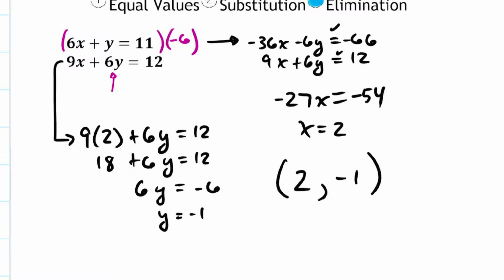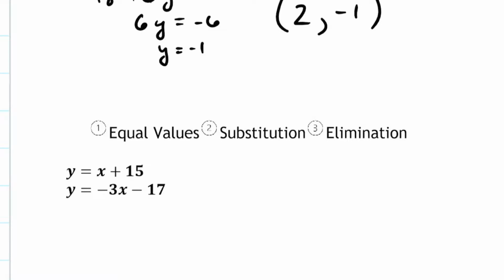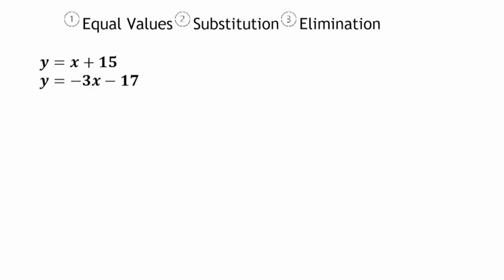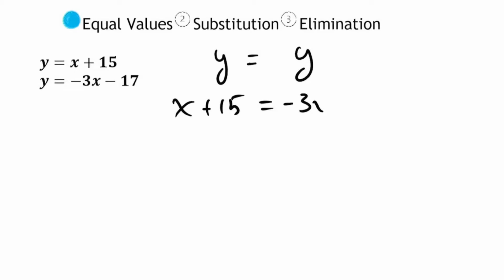And then our final question on the entire study team test is this last one right here. It says, again, which method are we going to use? This one's clearly set up for me using the equal values method. So that's what I'm going to use. The thinking is that it tells me two ways to represent y, right? The top equation says that y is x plus 15. The second equation tells me y is -3x minus 17. So I've set those equal to each other.